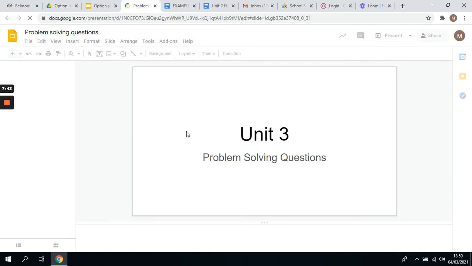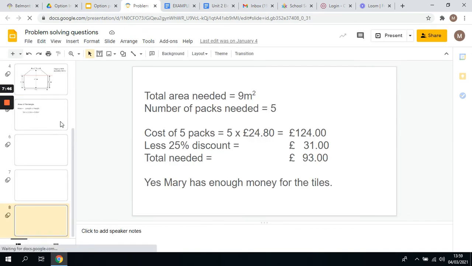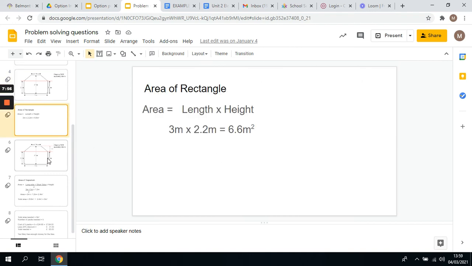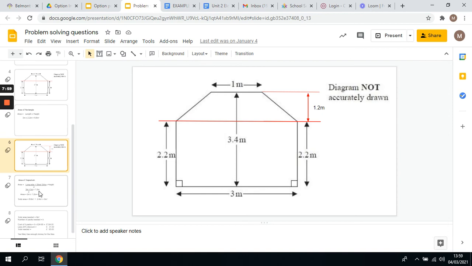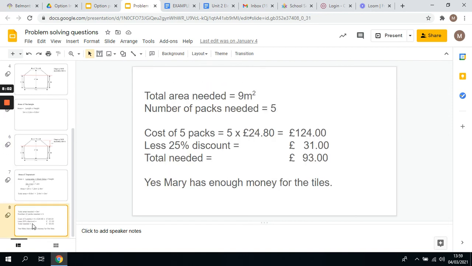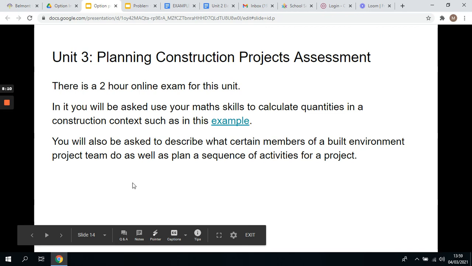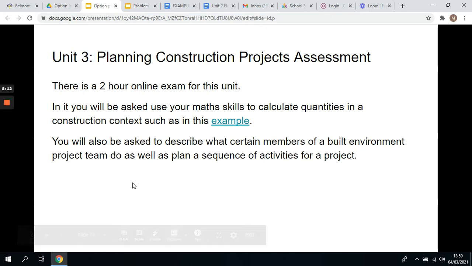But the kind of question you're likely to get is something a little bit like this. So we're looking here at calculating the area of this space. So we work out how to calculate the area for each of the different sections, and we're working out the costing, but it's always set within the context of construction. So it's not like a maths exam where you might be asked to very specifically work out the area of this shape. You'll be given a context and you have to be able to understand what it's asking for from that context.